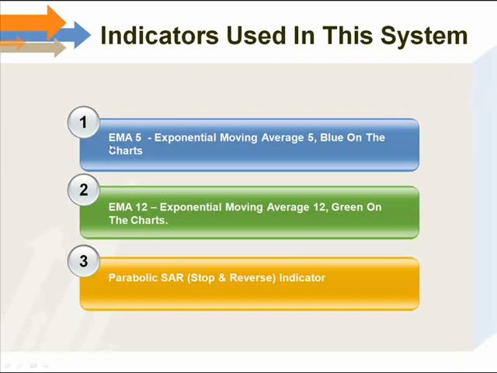We're going to add an EMA 5, or an exponential moving average 5 period. We'll make this one blue on the charts. Then we're going to add an EMA 12, an exponential moving average 12 period, and we'll make this one green. And then finally, we're going to add a parabolic SAR, or stop and reverse indicator, and that will be the last indicator we add to the charts.